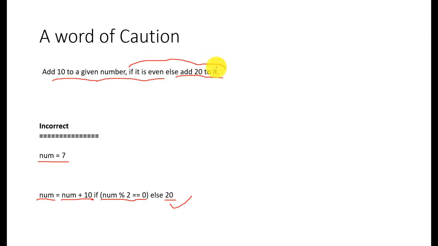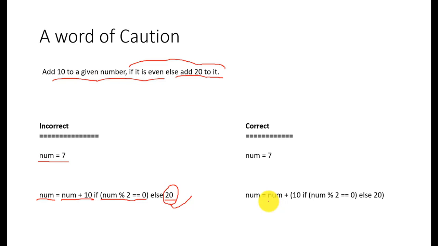But what was the requirement here? The requirement was if the number is not even, then add 20 to it. It was not that simply assign 20 to it. But what is happening in this code is we are simply setting num to 20 if the condition is not true, if the condition is false.